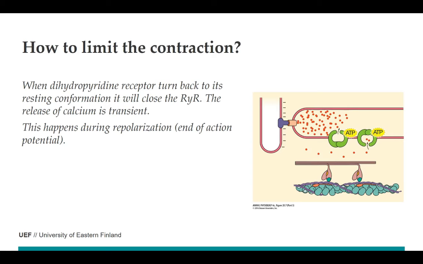We remember that the action potential was only a few milliseconds in the skeletal muscle. So most probably, when the action potential has ended, the dihydropyridine receptor is sensing that the membrane voltage has turned back to negative, and that will close the ryanodine receptor. But also, if calcium is very high, it will also close the ryanodine receptor.